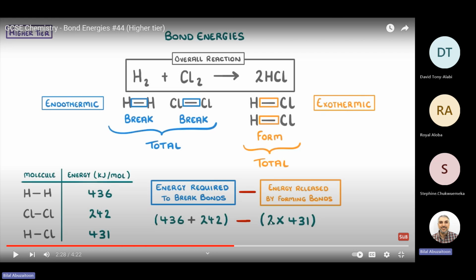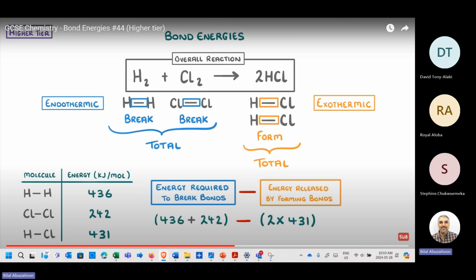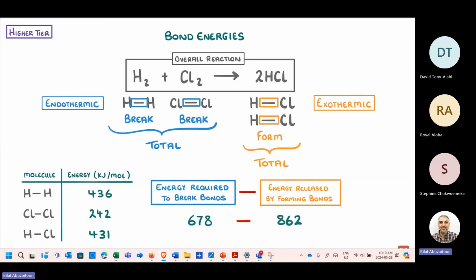So, when you start having examples shortly, you should, for yourself, try to draw all the bonds you have, so that you don't miss or accidentally ignore any of them. We will have examples and I'll explain exactly what you need to do. This simplifies to 678 minus 862, or negative 184 kilojoules per mole.